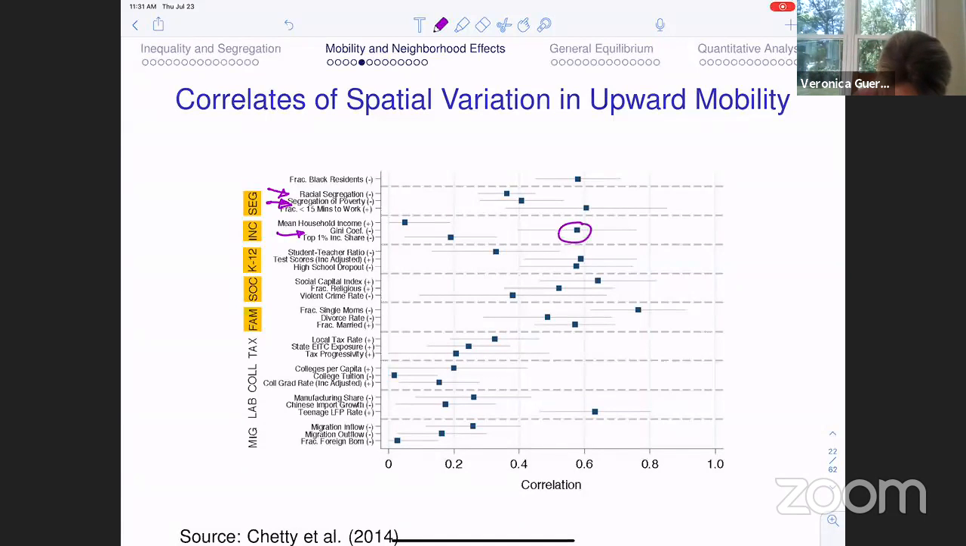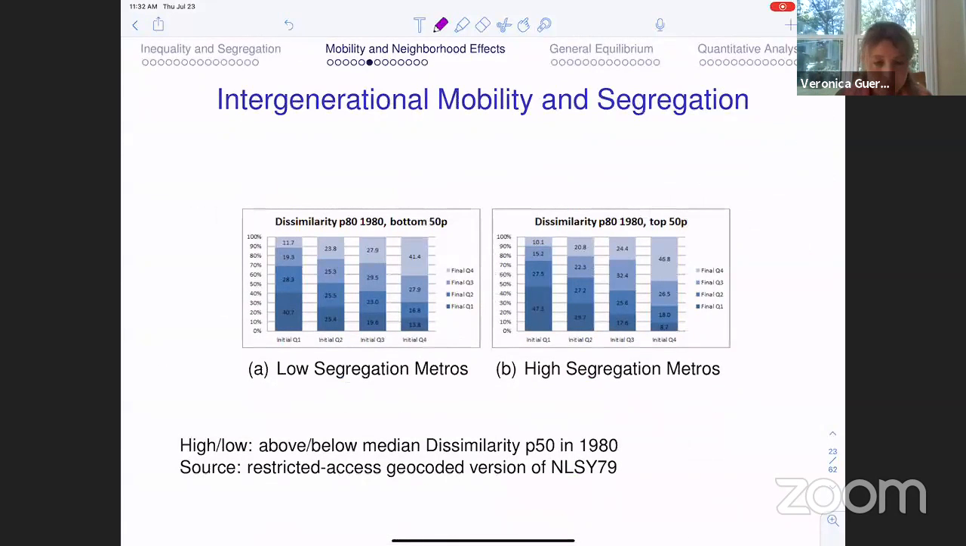The Gini coefficient is here. The segregation of poverty is here. So these are measures that correlate between 0.4 and 0.6, so quite a bit, with the variation in upward mobility measure. Okay, so this is kind of reassuring, consistent evidence that maybe there is a link between inequality, segregation, and intergenerational mobility as well.